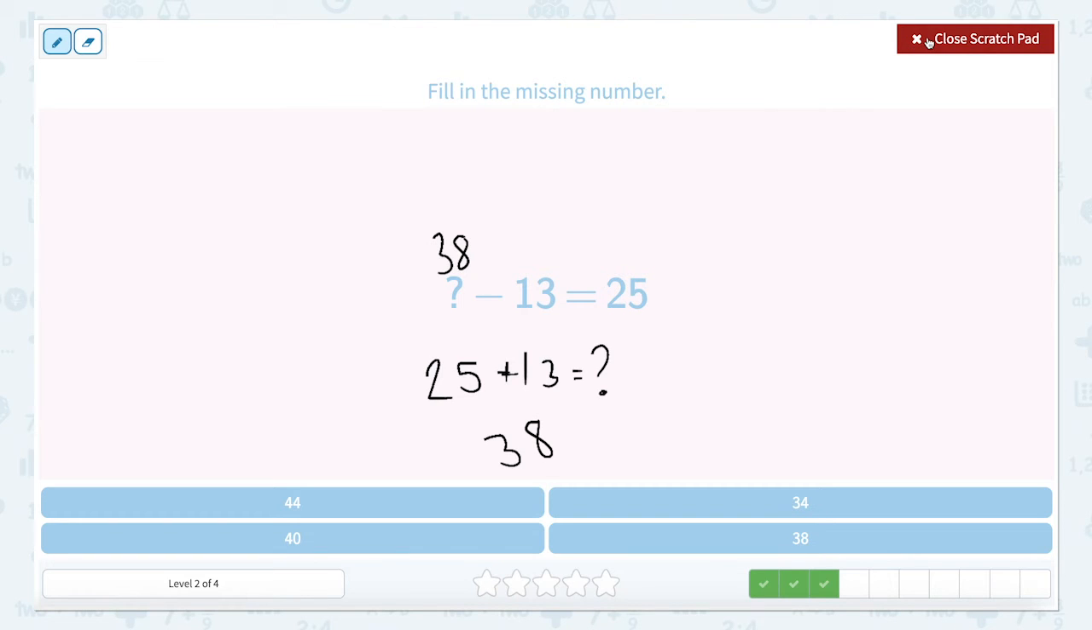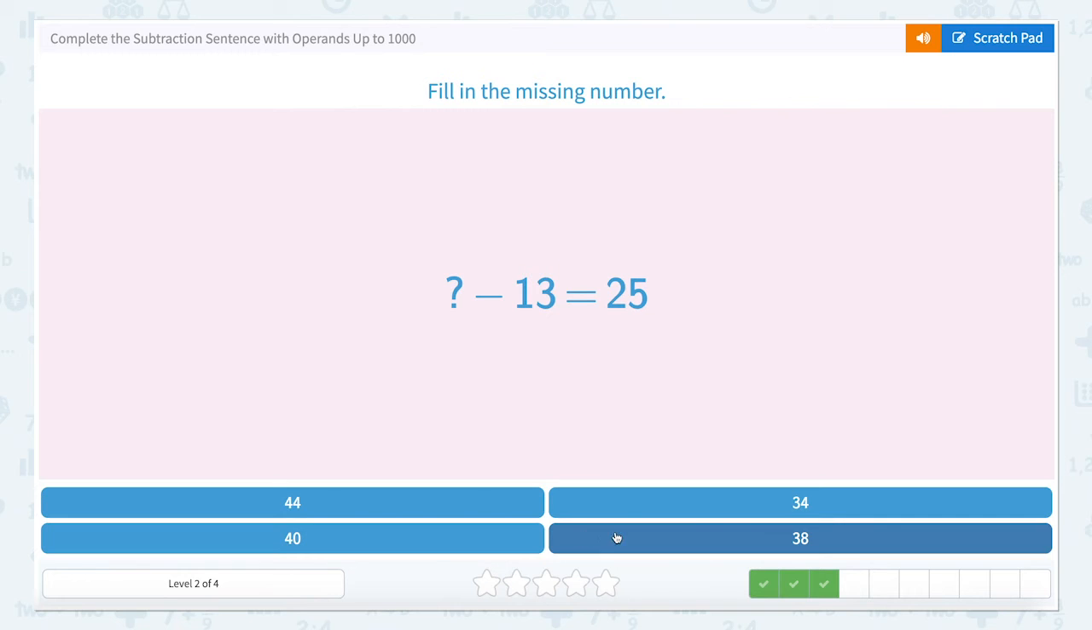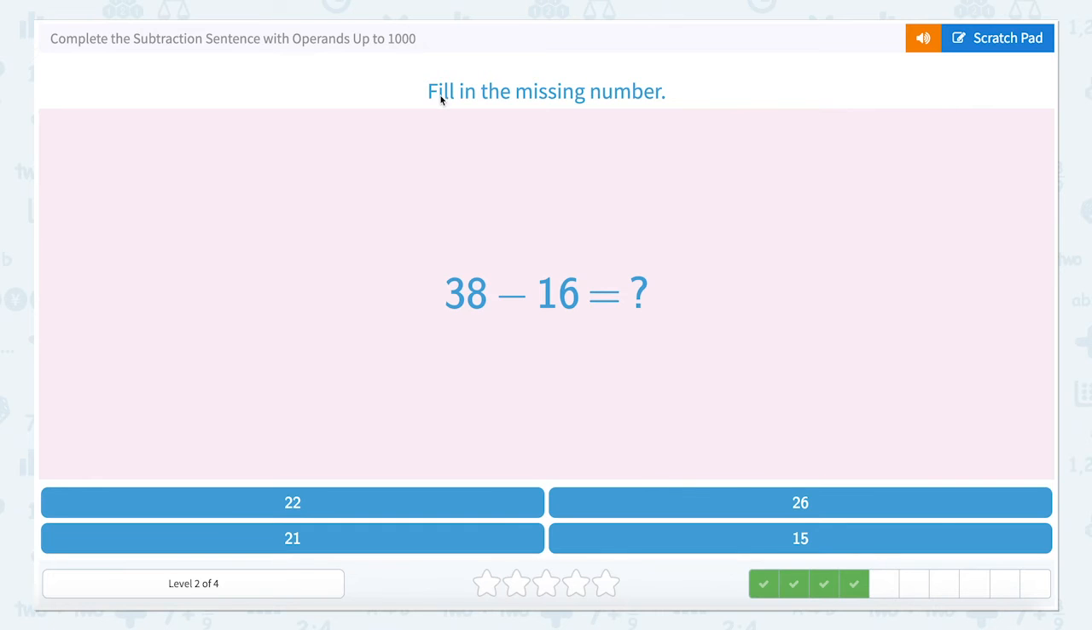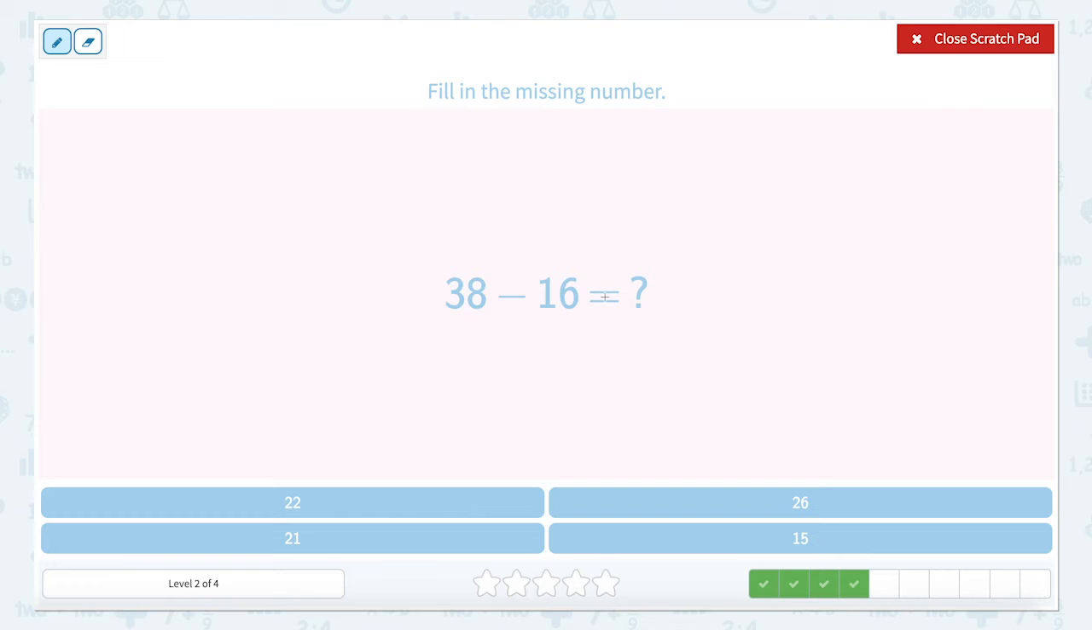Yes. So I'm going to close that. I'm going to look for 38 down here on the answer choices. I see it. Great job. Again, let's see, fill in the missing number. Scratch pad here. So 38 minus 16 equals question mark.